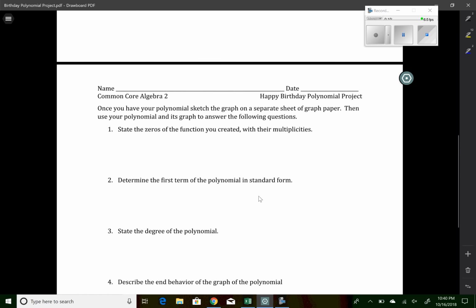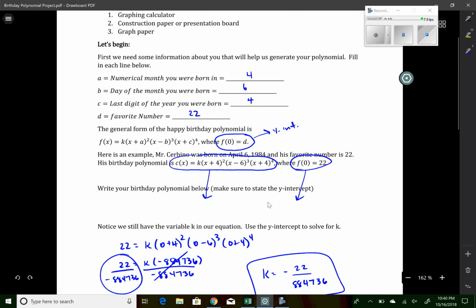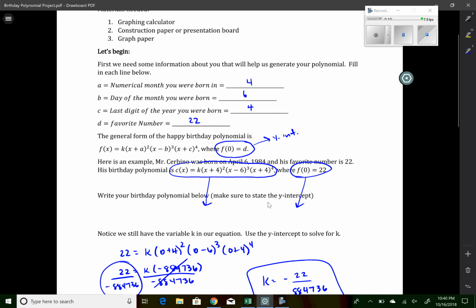So again, some of these questions are a little bit different for accelerated, but just what are the zeros? What are the multiplicities? Use your notes if you have to, and then just take everything that you've done and put it on a piece of cardboard paper or construction paper or whatever you want to do there to present your birthday polynomial.